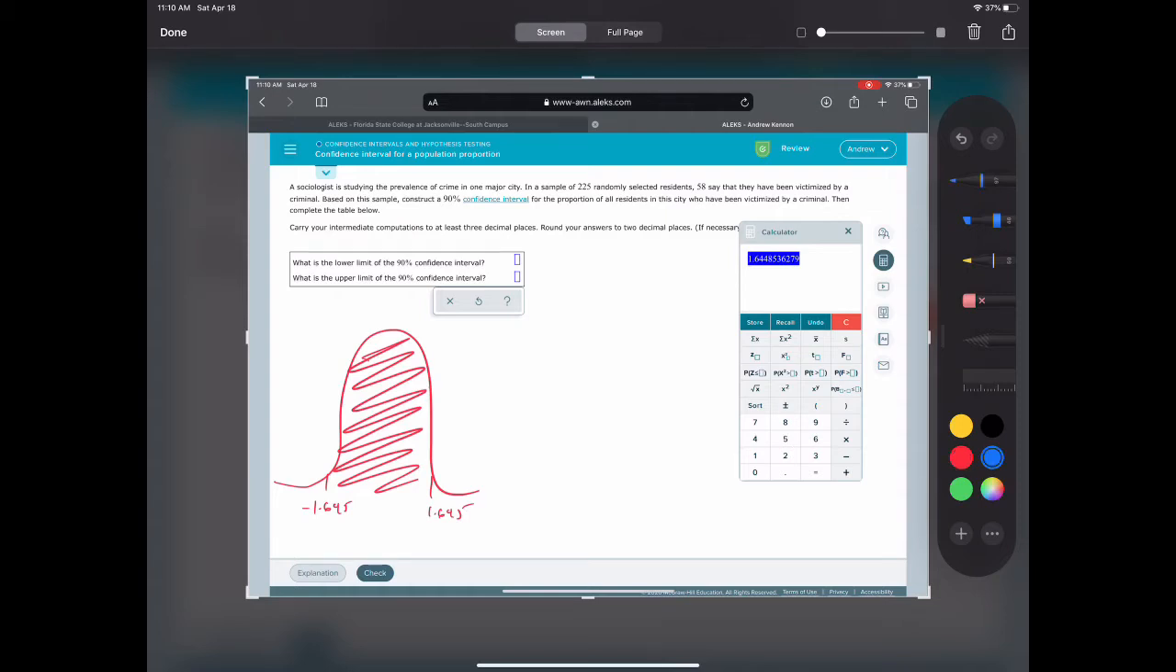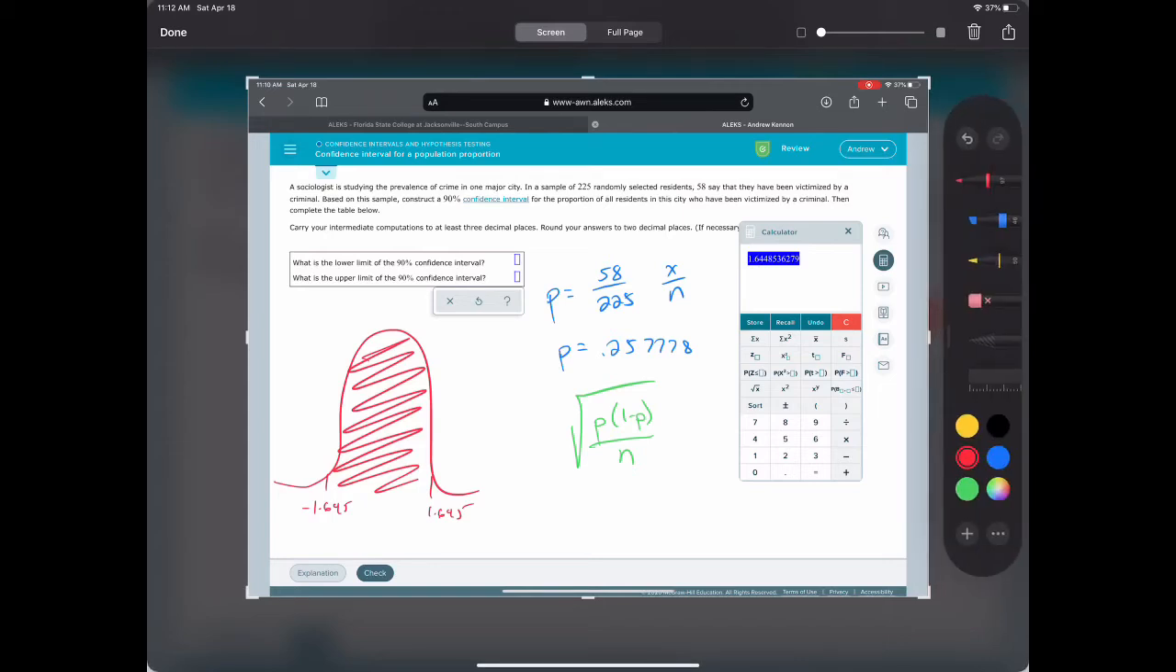So the first thing we need to find is the proportion. The proportion is 58 divided by 225, which is our x over n from the previous slide. So 58 divided by 225 is 0.25778. When we did a sample, we got about 26%. So we want to know, with 90% confidence, if we went and asked everybody, how close to 26% would we be? We're going to use the formula, the square root of p times 1 minus p divided by n.